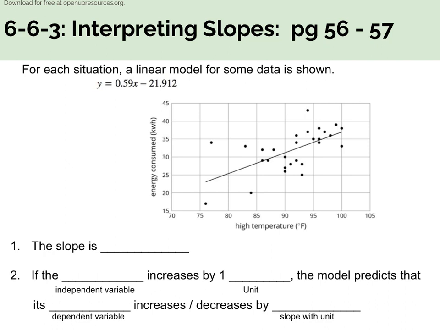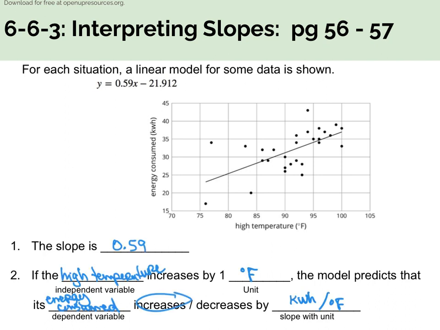All right, our last example on page 57. Go ahead and find the slope, then figure out what the slope actually means, and then come back to me. So the slope is 0.59. If the high temperature increases by 1 degree Fahrenheit, the model predicts that the energy consumed increases by 0.59 kilowatts per 1 degree Fahrenheit.